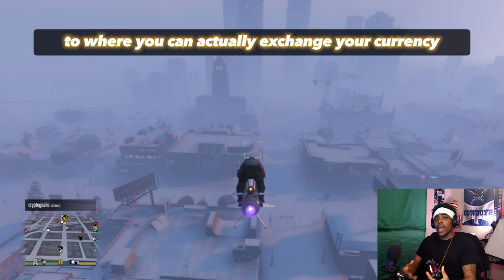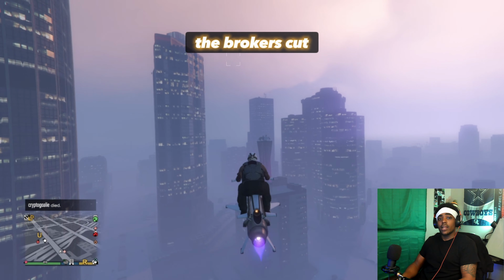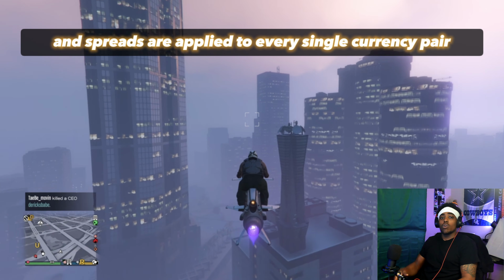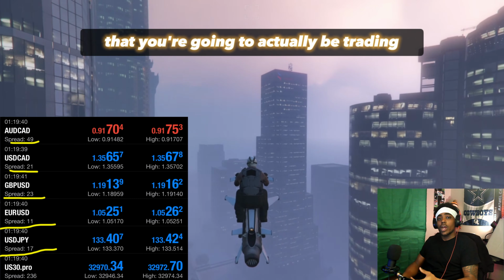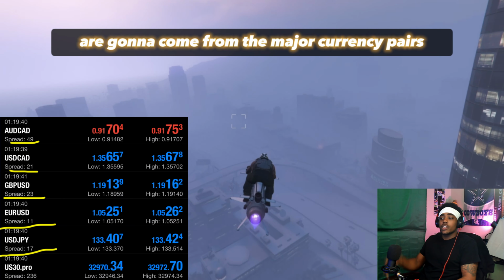With these brokers, they have to make their money, right? So spreads are essentially the broker's cut, and spreads are applied to every single currency pair that you're going to be trading. But the best spreads are going to come from the major currency pairs, right?